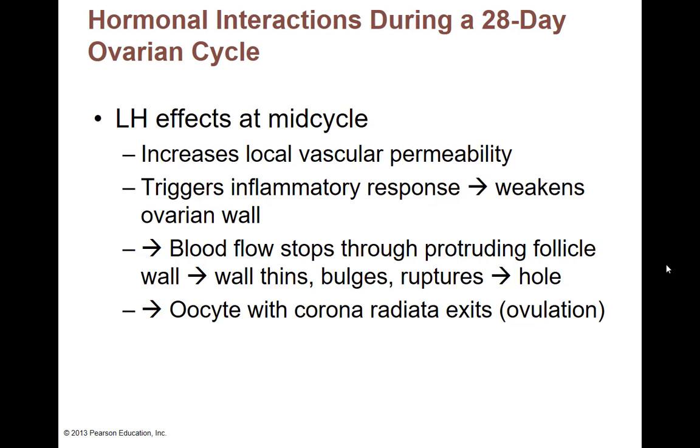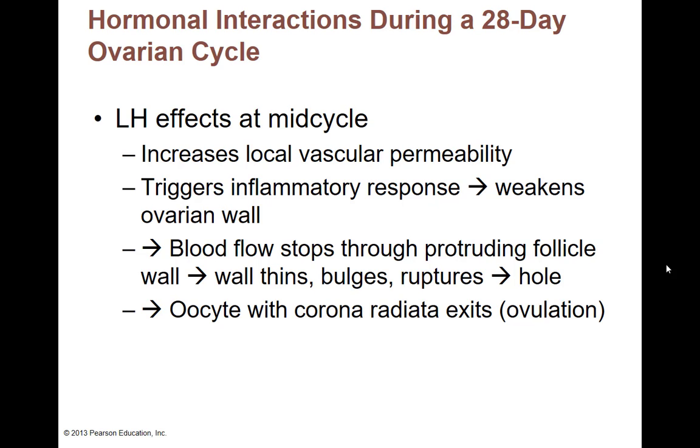So those are the effects of luteinizing hormone at mid-cycle, day 14. By having a whole bunch of luteinizing hormone at day 14, you're going to have local vascular permeability, which means more blood supply. It will also trigger an inflammatory response that's going to weaken your ovarian wall because that egg needs to leave it. So you're going to weaken the wall so it's easier for that egg to be released out of it. The blood flow is going to stop going through your protruding follicle wall.